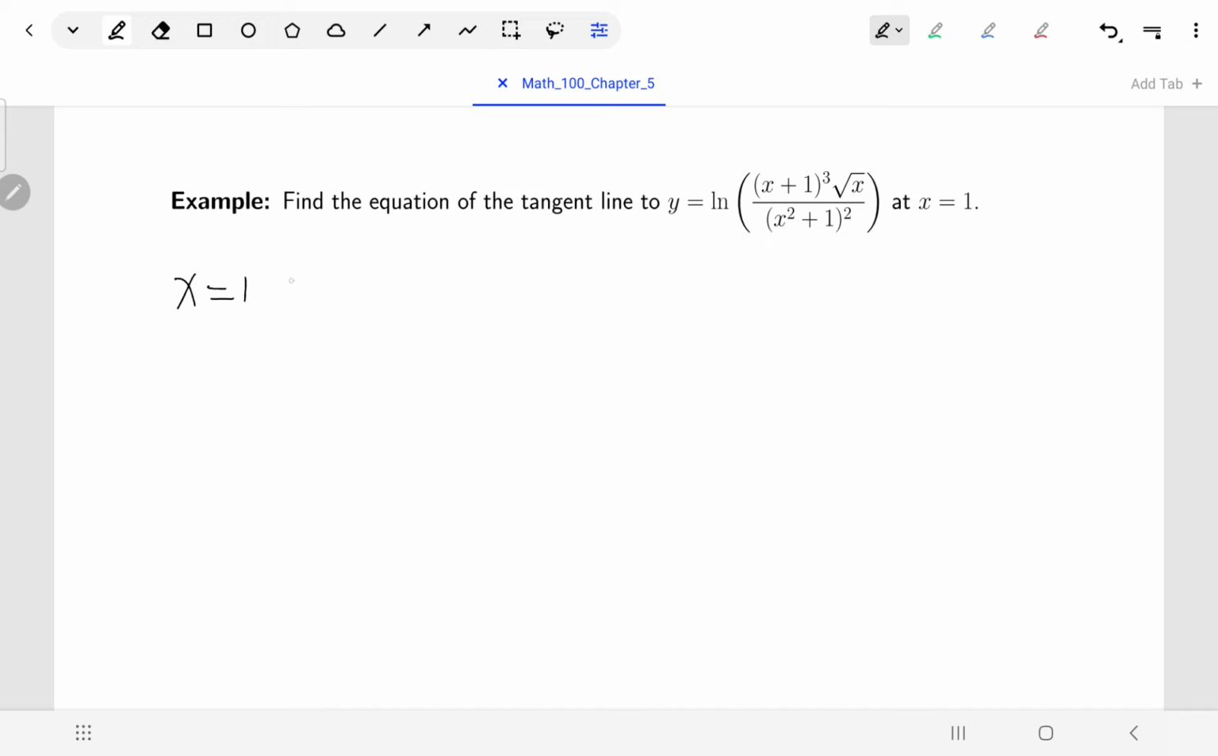So when x is 1, the y value should be natural log of (1 plus 1) cubed, so that's 2 cubed, times square root of 1 over (1 squared plus 1), so in other words 2, and the whole thing squared. When I clean that up, I get 8 over 4, which is 2, so we've got natural log of 2. So there we go. My point is the point (1, natural log of 2).